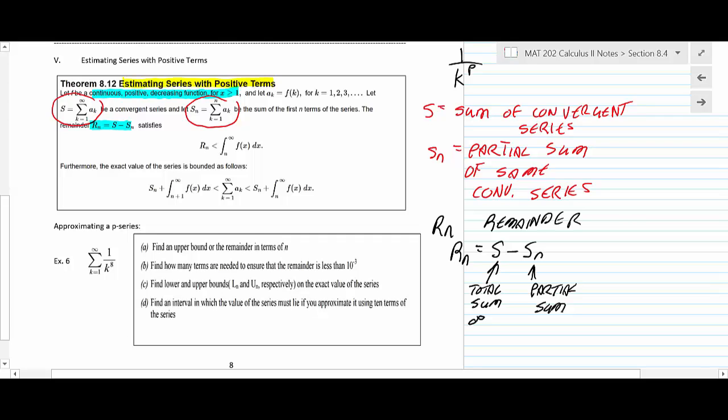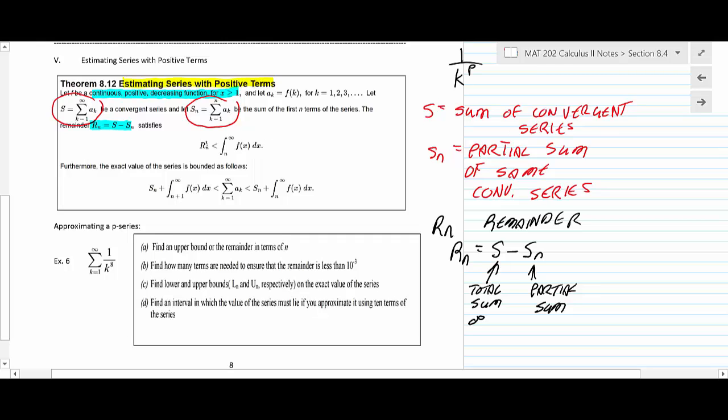If maybe you went out to 10 terms in the partial sum, the remainder would be whatever's left over. Does that make sense? So S is the big thing, the total sum. S of n is just a partial sum, just a little piece of that. So that's what the remainder is. We use this to establish bounds, and also to estimate how close we are with some series up to a certain number of terms. Even though a lot of times it's very difficult to find the value of a convergent series, we might go out 10 terms and be very accurate.